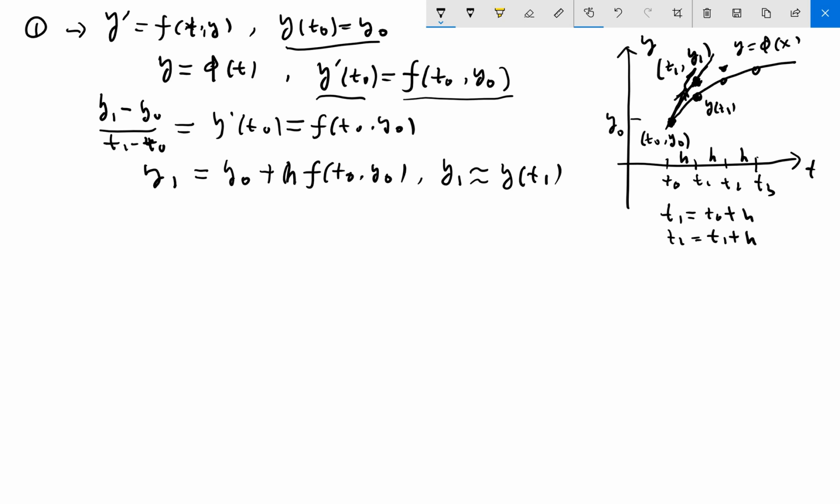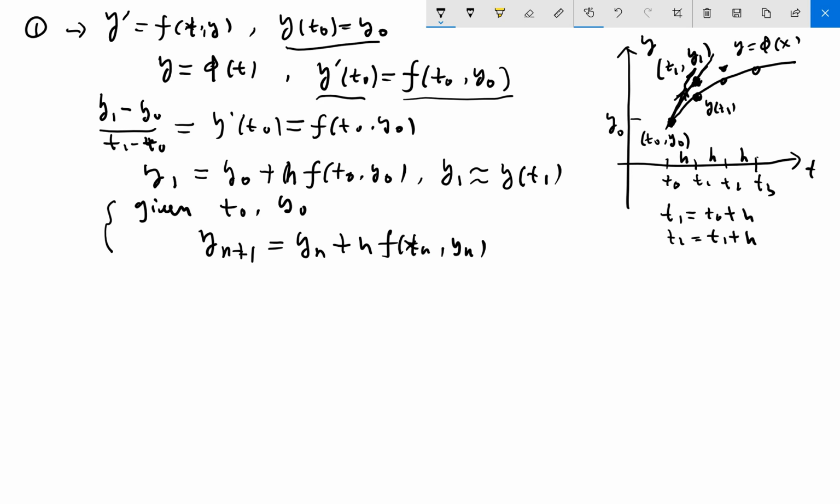So in general, if you give us t0 and y0, we can find y1 and y2. In general, we can find yn. yn plus 1 is equal to yn plus h f(tn, yn). Let n equal 0, you find y1. Let n equal 1, you find y2, and so on and so forth. So if you use this formula, you find a whole bunch of y's. This is what we call Euler's method.